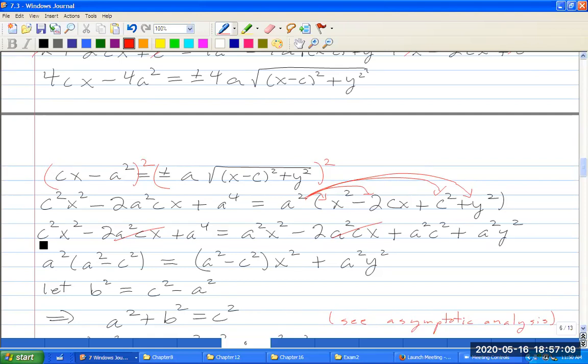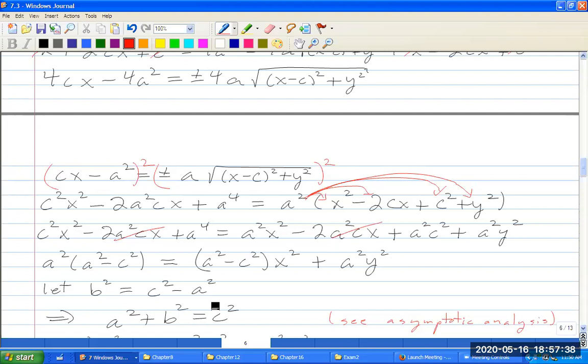Let's subtract c squared x squared from both sides of my equation. Factoring out the x squared, this becomes a squared minus c squared. Let's subtract a squared c squared from both sides of my equation. So this is a to the fourth minus a squared c squared, factor out a squared. So it's a squared times the quantity a squared minus c squared, plus this last term, a squared y squared.